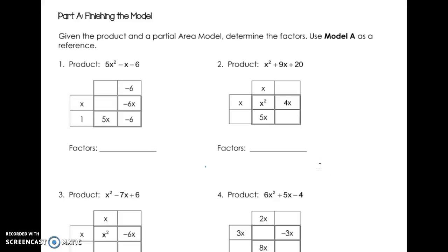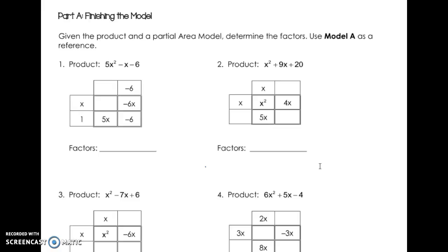In this video, we're going to look at factoring using the area model. Factoring is essentially the reverse of what we did in our previous video on multiplication using the area model. Here we're trying to figure out what pieces need to go where to give us the original set of binomials that we multiplied to get the product. So we're essentially working backwards.